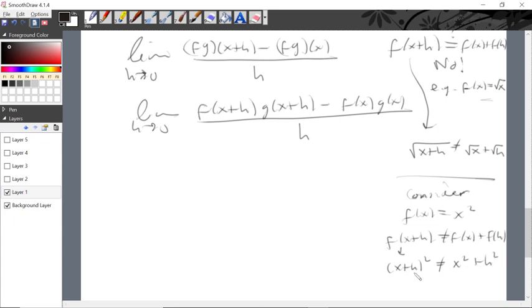The way to expand this left-hand side is, of course, by foiling, and you would get that extra term, that 2xh term. So these two sides are not equivalent to each other. So again, you can't distribute f.